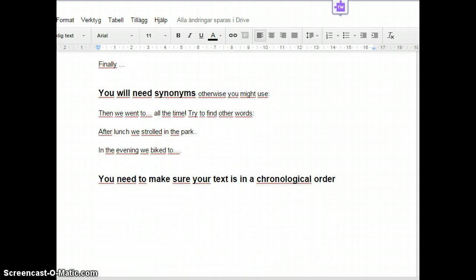And you will also need synonyms, like I said, and not just use the same words. What words can you use for went? Like I wrote here, after lunch we strolled in the park, or in the evening we biked to. Perhaps you took a cab or whatever you did. So remember to vary your language and also make sure that your text is in a chronological order so that you don't jump between what you have done, and that is important as well.